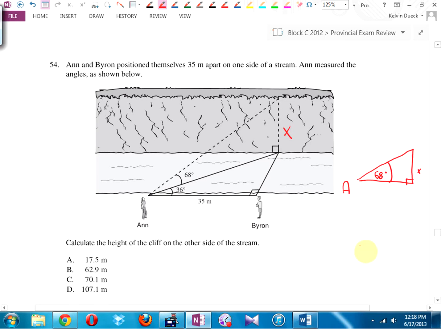Then there's the flat triangle. That's the one that looks like this, where this is 35. That's A. And that's 36 degrees, and that's B. Ann and Byron.